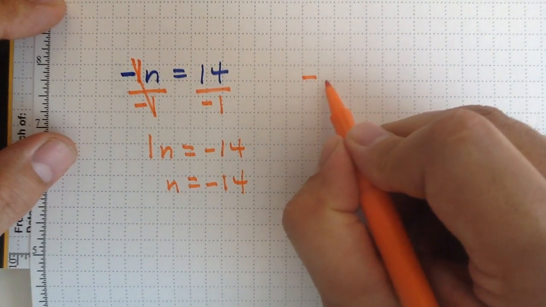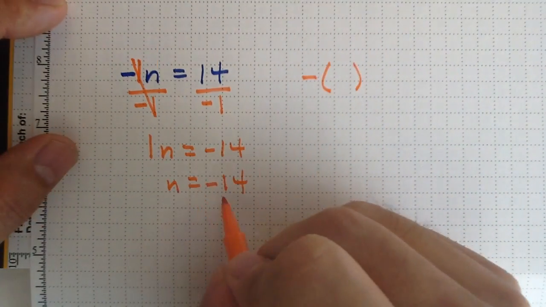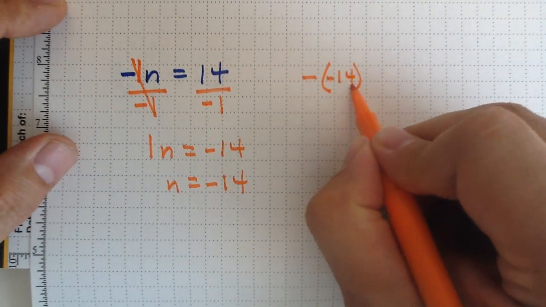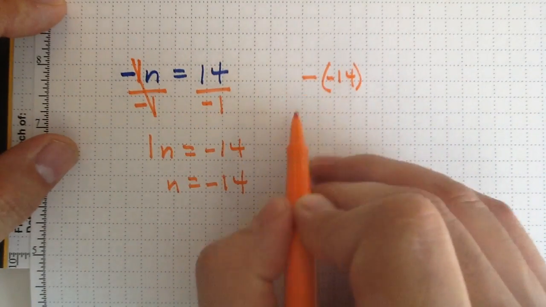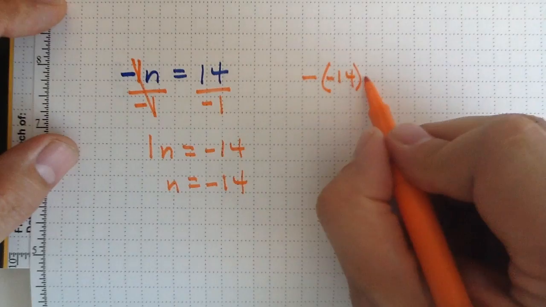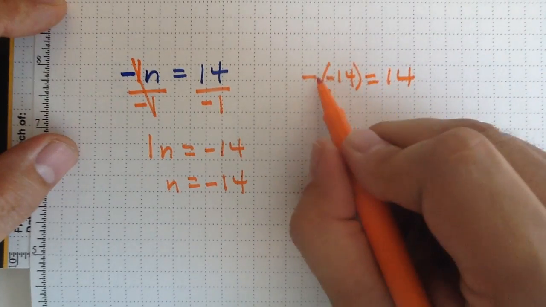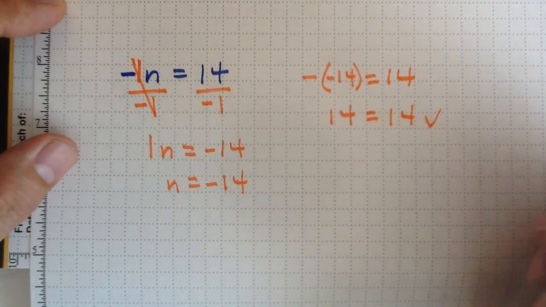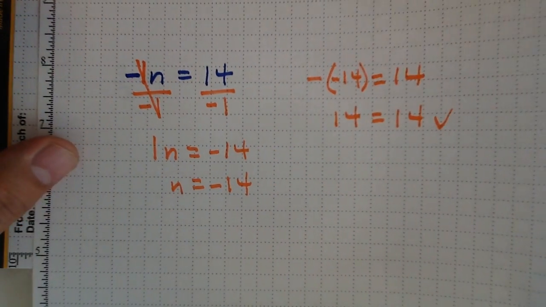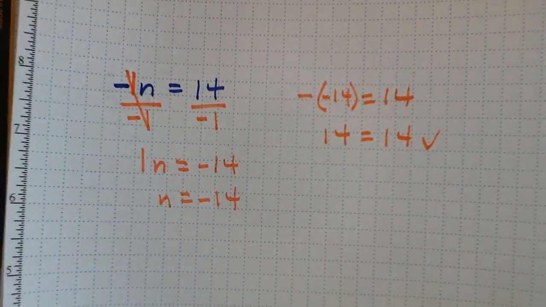And if I check it out with the original problem, this is what it would have looked like. Negative n, in this case n is -14. So notice, this is the negative from the original problem. This negative is from the answer. Equals 14. Negative times a negative makes a positive, and they cancel each other out, so 14 does equal 14. All right, let's take a look at one last tricky one.